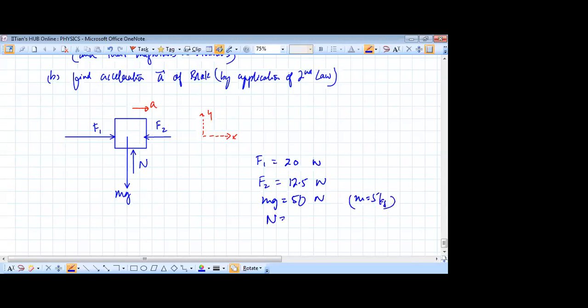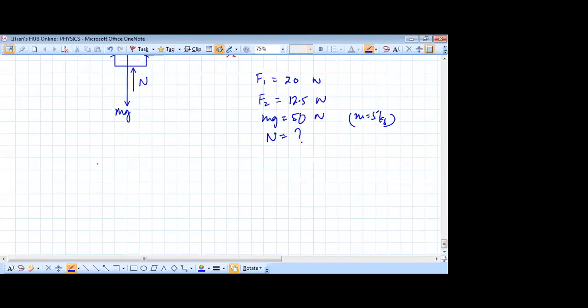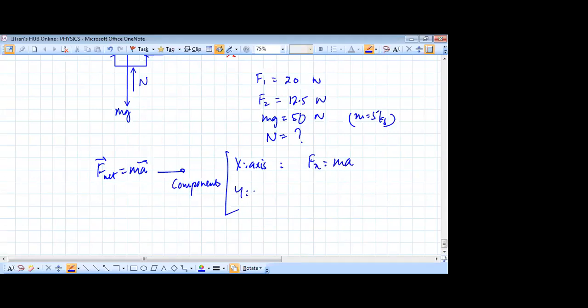So what about the normal reaction? So we should understand that. So now see what's happening. Net force is equal to mass into acceleration. Now break this into components. Okay. So when you break this into components, along your x-axis, your net force should become m into a, whereas along your y-axis, your net force should become 0. Because you can see that the acceleration is along the x-axis, all along the horizontal direction.